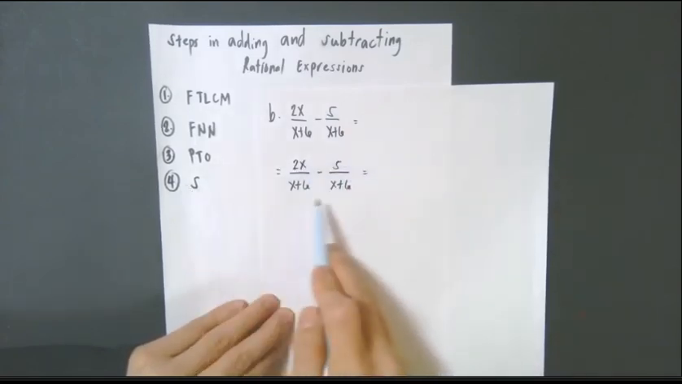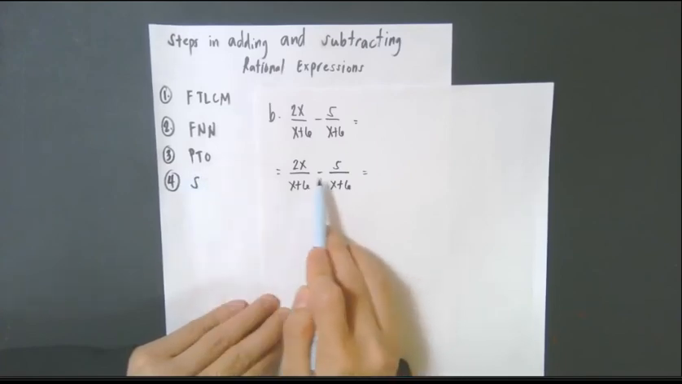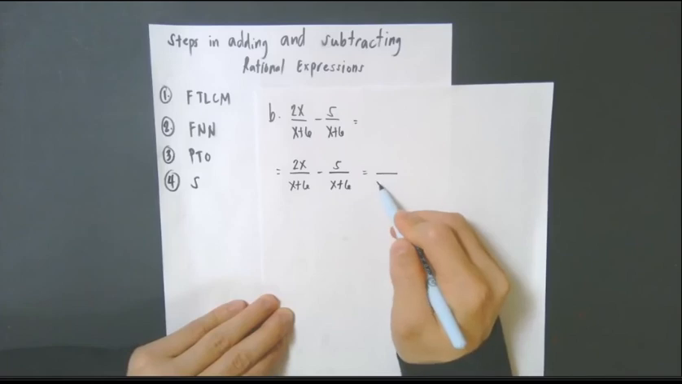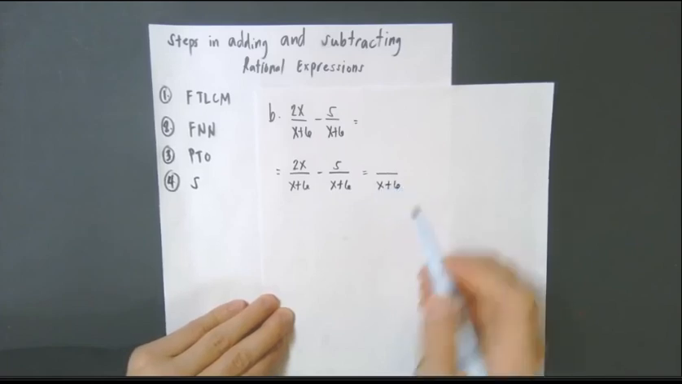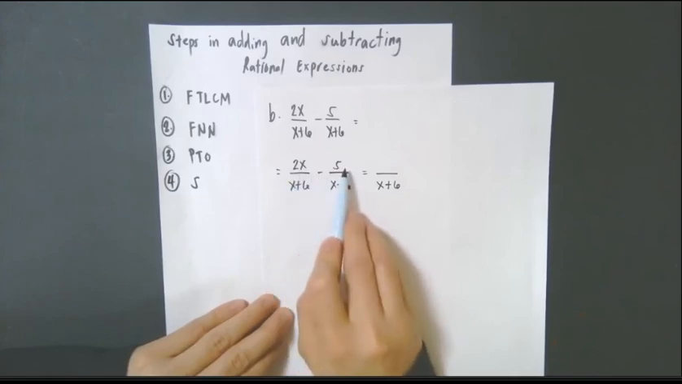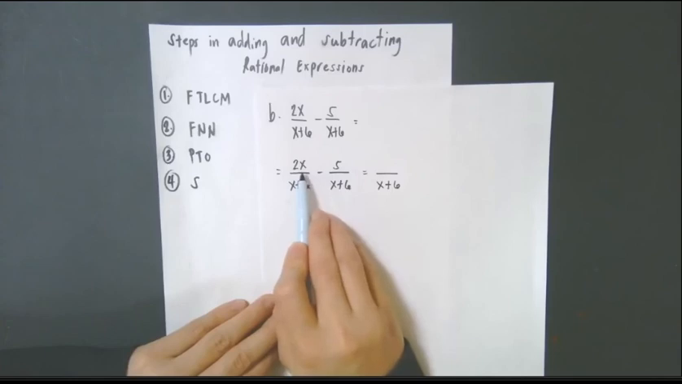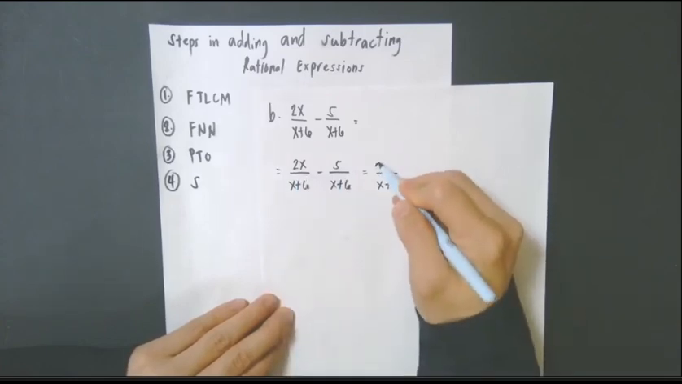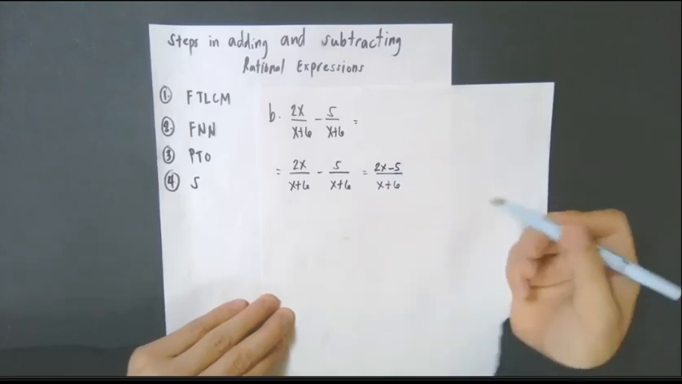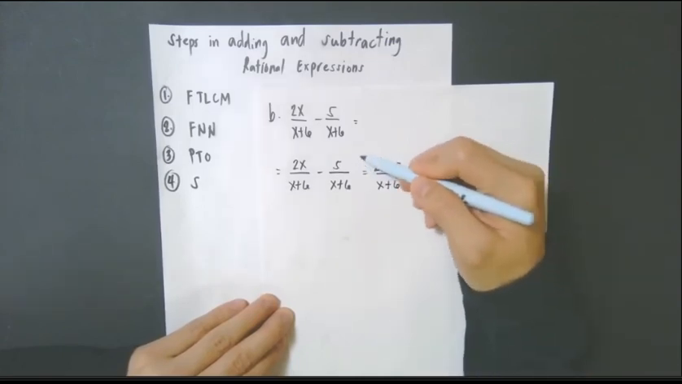Now step 3, perform the operation, PTO. So we would subtract the numerators. So to do that, copy your denominators first. It doesn't change. Now, can we subtract 2x and 5? Of course not. Why? Because they are different terms. So we would just copy 2x and 5. So 2x minus 5. This is now your final answer.